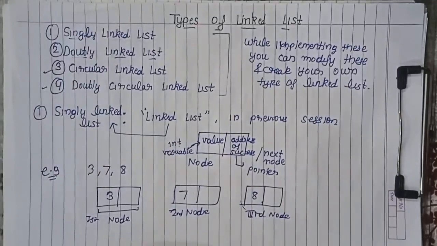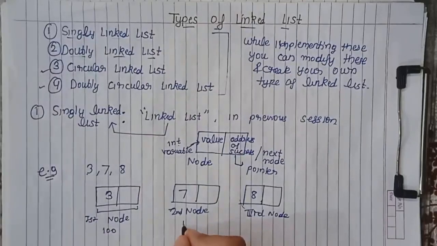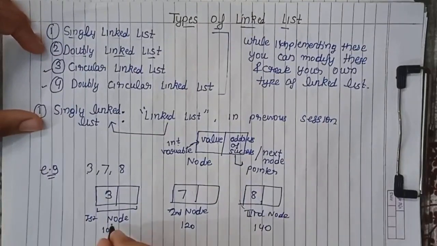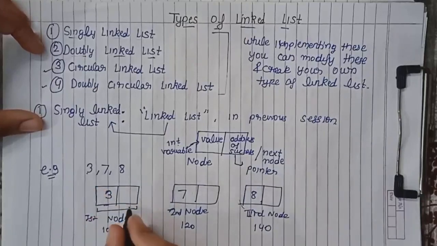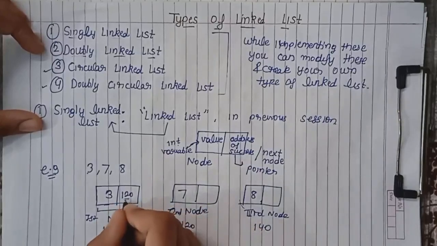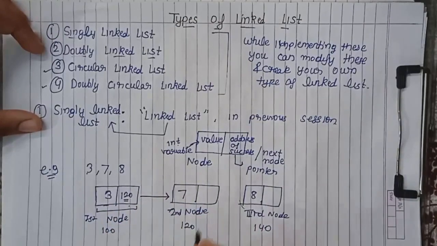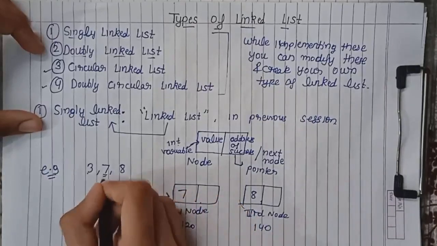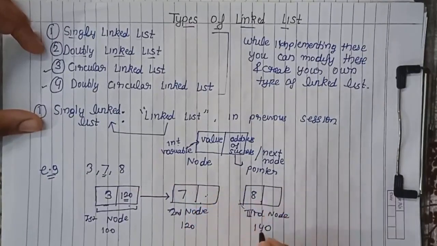Now let's say the address of the first node is 100, the address of the second node is 120, and the address of the third node is 140. In the first node, the first box stores the value which is 3, and the second box stores the address which is 120. With the help of 120 we can reach the second node. We have made the link to the second node. Now in the second node, in the first part we will store the value which is 7, and in the other part we will store the address of the next node which is 140.